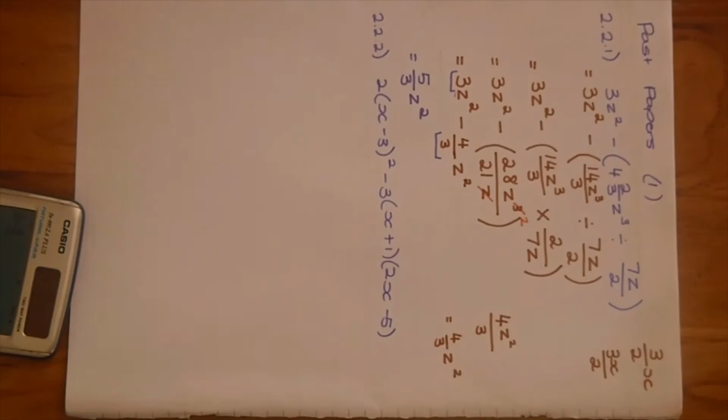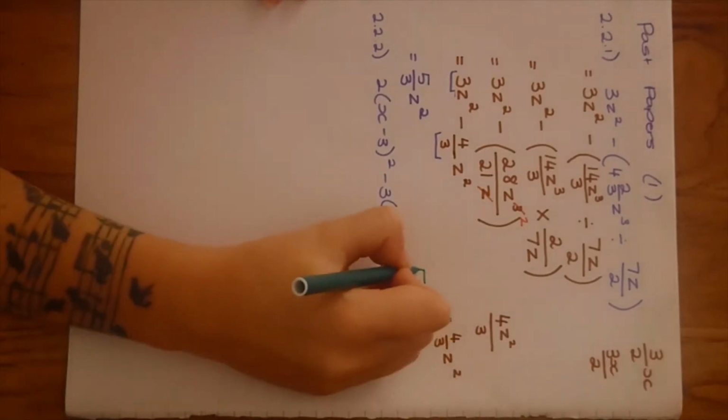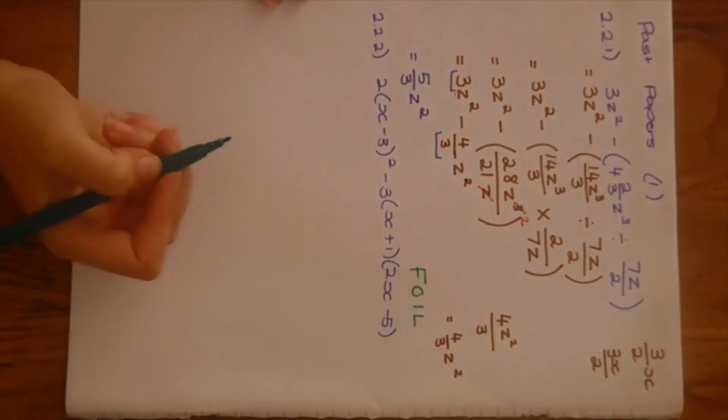Okay. Alright, the next one is new work. So this must have been quite challenging for you guys. I've sent you 2 videos on FOIL, on how to FOIL. Okay, so just remember, FOIL is like this. And it means first, outer, inner, and last.